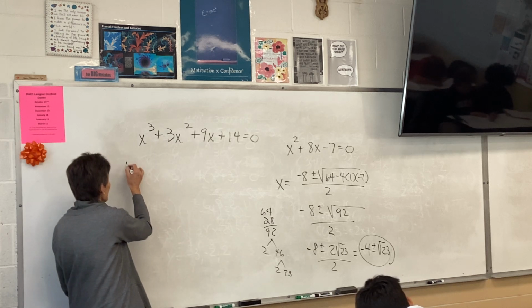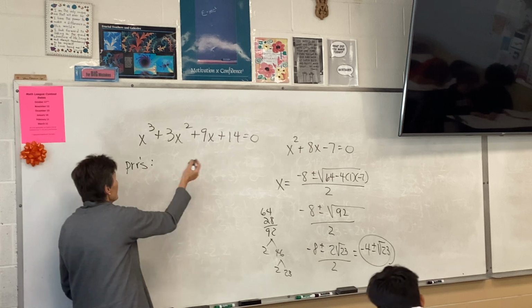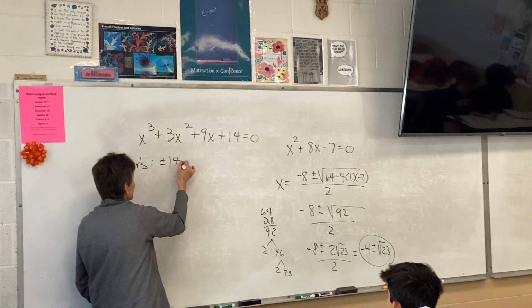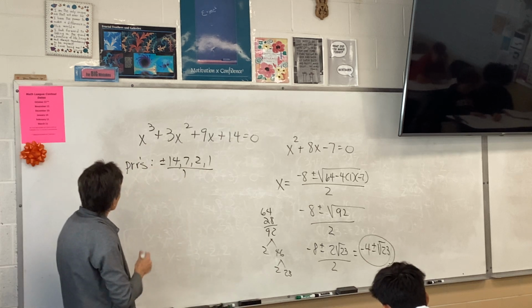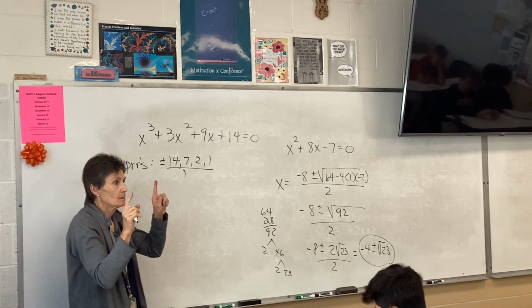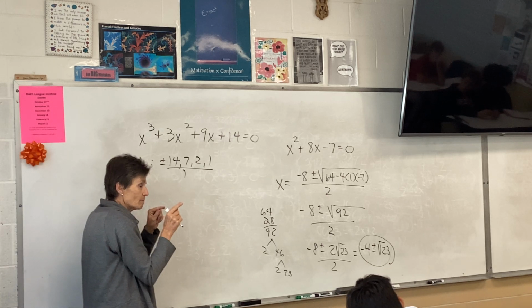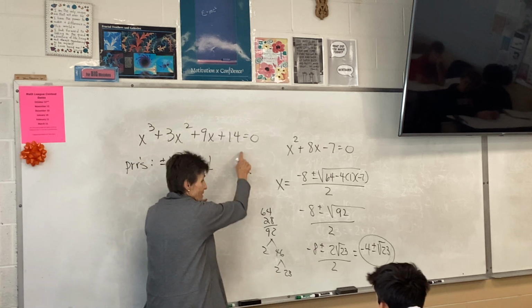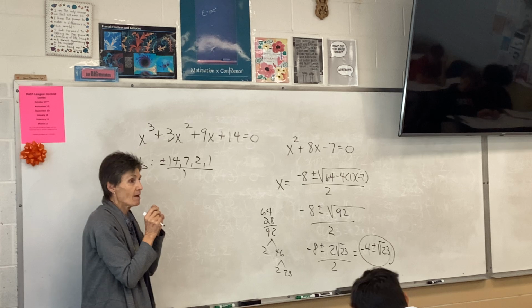Now, what are the numbers we're going to pick? Don't just start picking random numbers. You're gonna pick plus or minus 14, 7, 2, or 1. Let's use our heads here. Don't we want to end up with a 0? These are all positive. We don't want 14. All positives aren't going to ever give me 0.